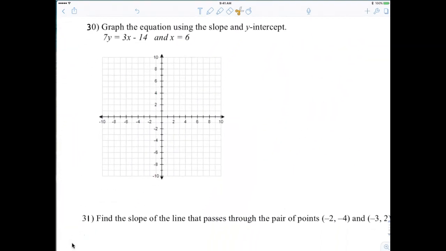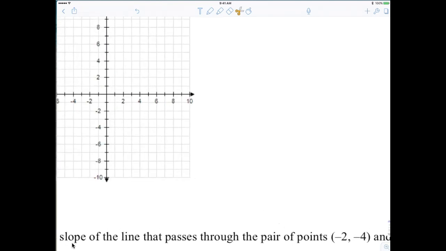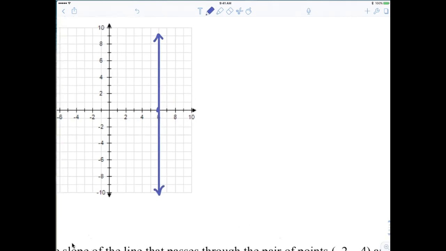All right, here we go. Let's take a look now at graphing. Now, it says graph using the slope and y-intercept. We're going to do the easy one first, x equals 6. Again, I've tried to tell you over and over, x equals 6 is a vertical line. Y equals a number is a horizontal line. X equals 6 means all of the x values are 6. So I'm just going to put a dot at 6, and then I'm going to make a vertical line. There you have it. That's all there is to x equals 6.